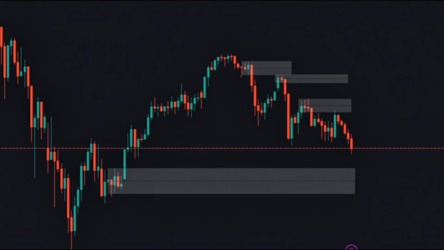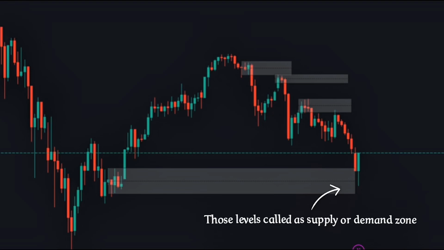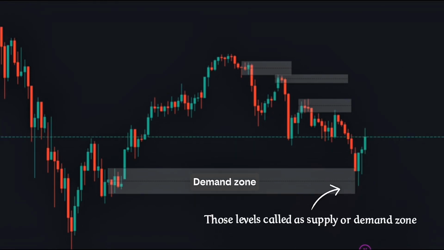After an impulse move, they place limit orders for their remaining positions at the same level so that they get a fair price. The levels from which big institutions are planning to re-enter are called supply and demand zones. So when you mark these zones, you're literally marking footprints of smart money.